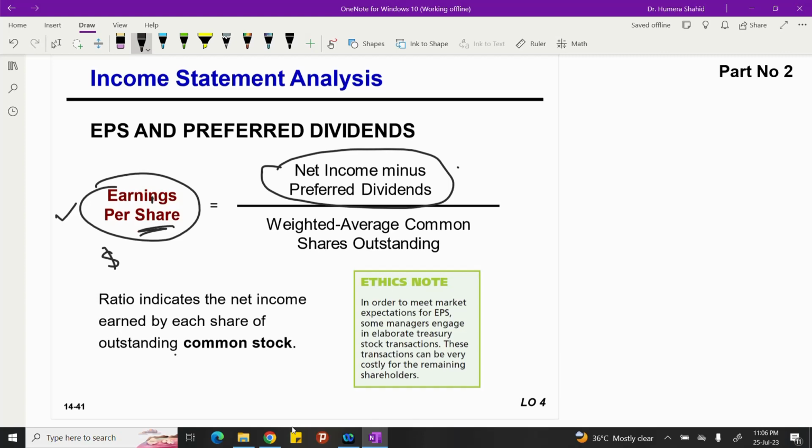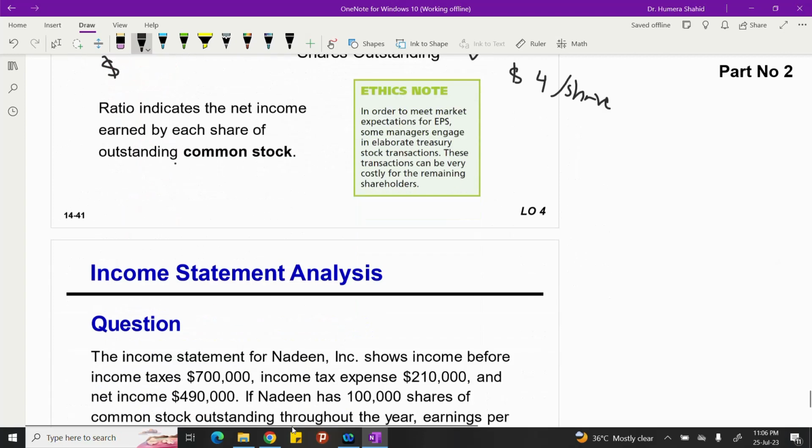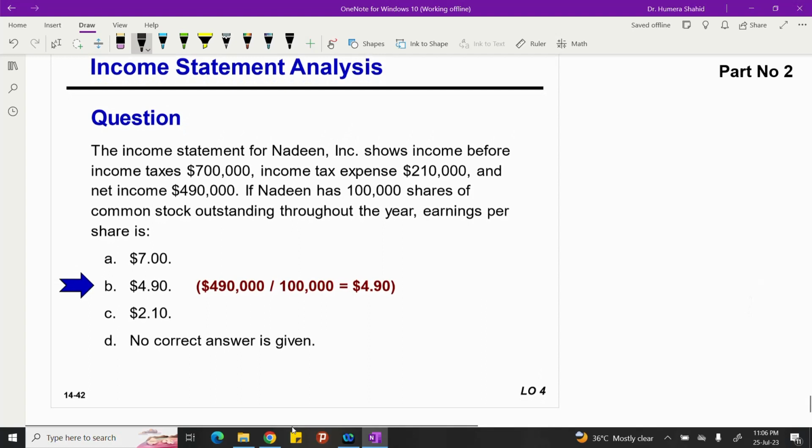So we'll be using weighted average common shares outstanding. In advanced level, we will be teaching you how to calculate the weighted average common stock outstanding. But in financial accounting, it's enough to know that we use weighted average common stock outstanding. This is the number of the shares. When you divide them, you get your answer in dollars. So let's suppose $4 per share. Okay. So we have a question here regarding this.